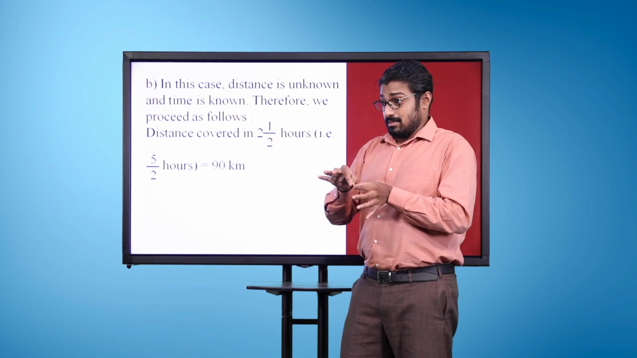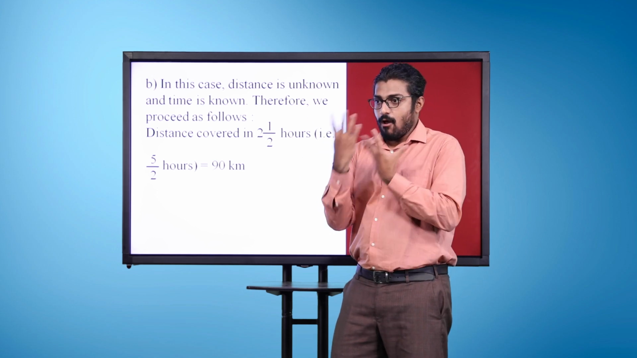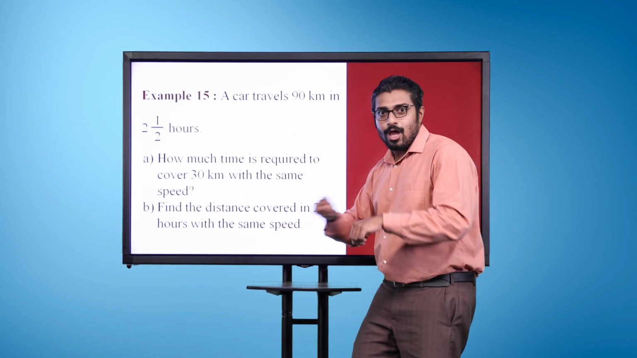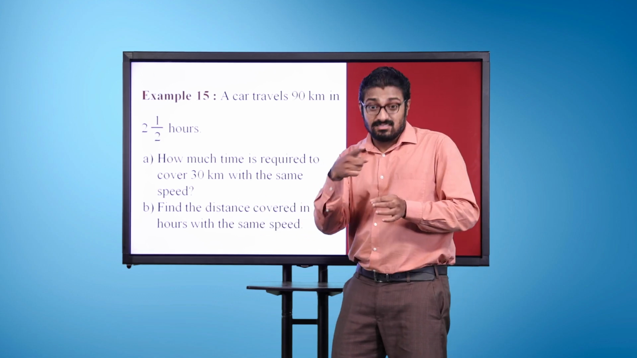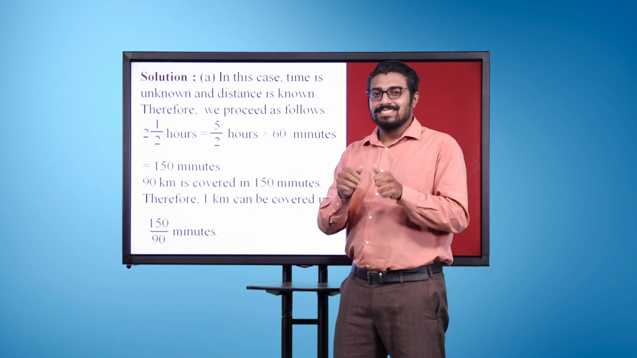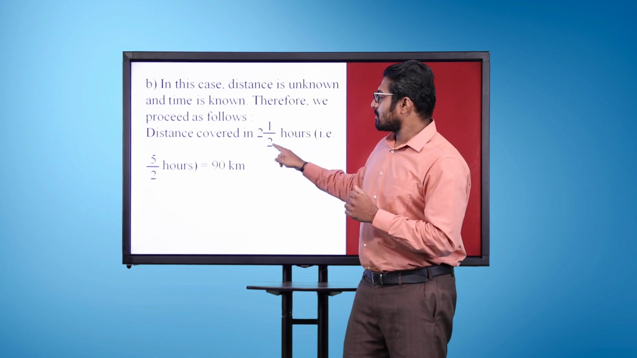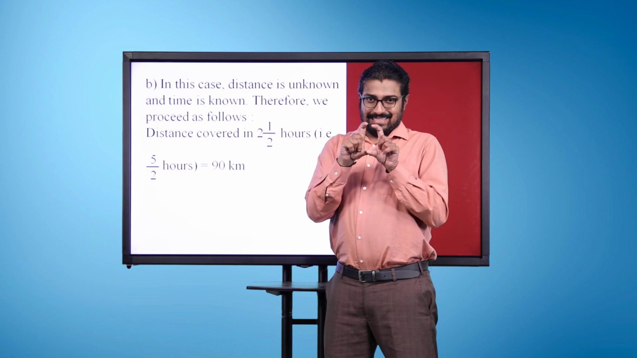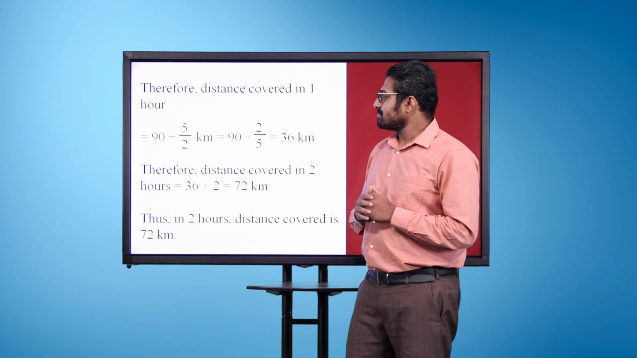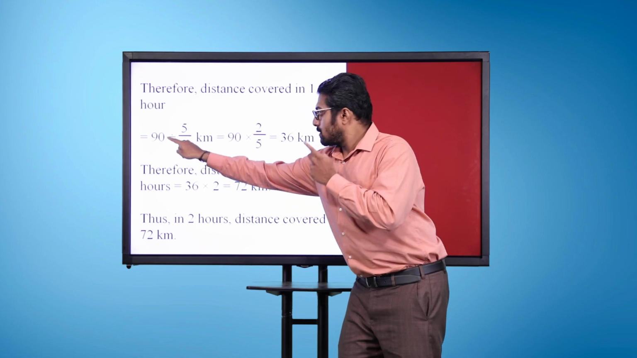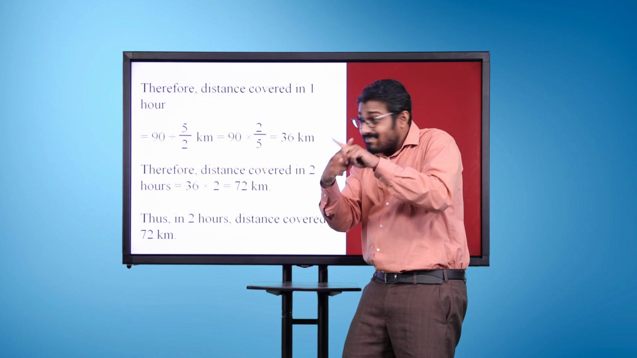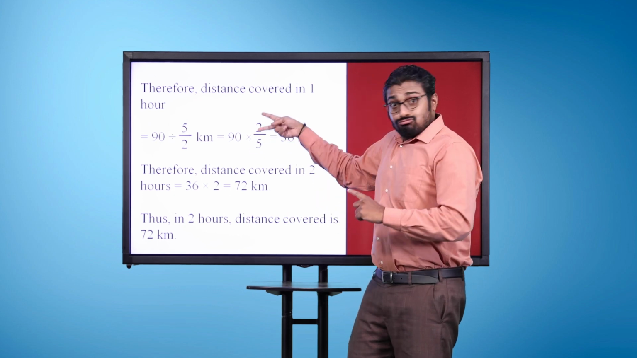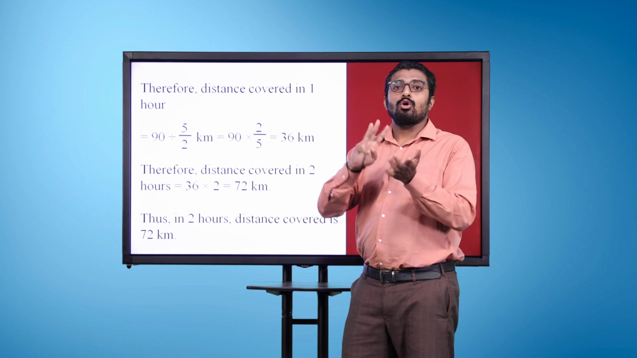In this case, distance is unknown and time is known. Therefore, we proceed as follows. Distance covered in 2.5 hours, that is 5 upon 2 hours, is equal to 90 kilometers. Therefore, distance covered in 1 hour is equal to 90 divided by 5 upon 2 kilometers, which is equal to 90 multiplied by 2.5, which is equal to 36 kilometers.